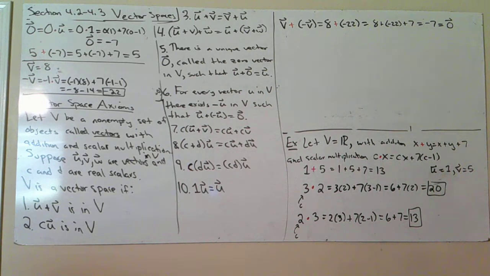So yeah, we found out the negative of 8, negative v, the opposite, the number that we need to add to 8 to get my 0 vector, is negative 22. All right, so that's pretty neat stuff.